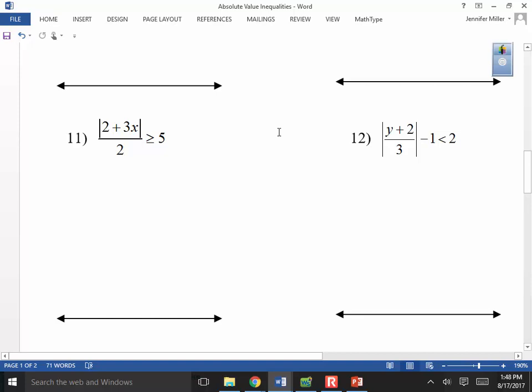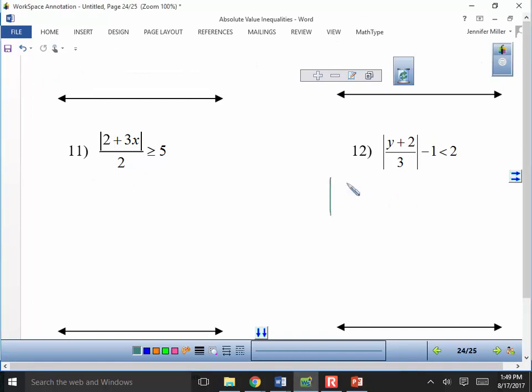Do we need to do one with a fraction? You want to do 11 or do you want to do 12? Okay, on 12, can I go ahead and break this up into two inequalities? Yes or no? No. Why not? You have to get that absolute value by itself. Did you hear that, DeMarcus? So that would be absolute value of y plus 2 over 3 is less than 3. Okay? And do we break it up now? All right. Can we break it up now?